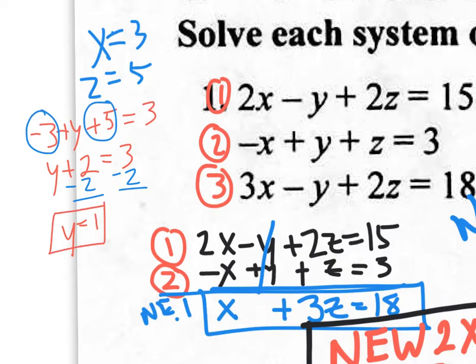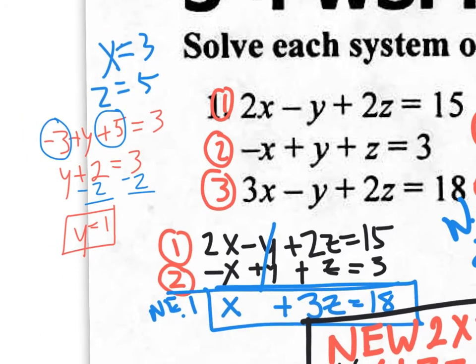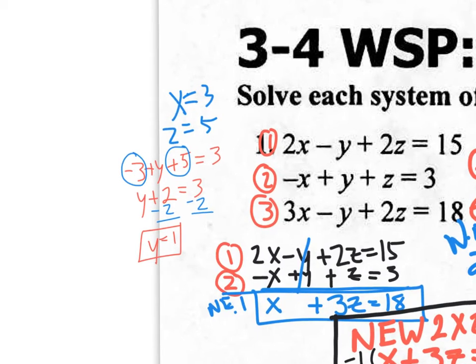So ladies and gentlemen, to write our answer for number 1 as an ordered triple, which you should, you're going to write parentheses, and they have to be in order x, y, z. So you have 3, comma, 1, comma, 5.